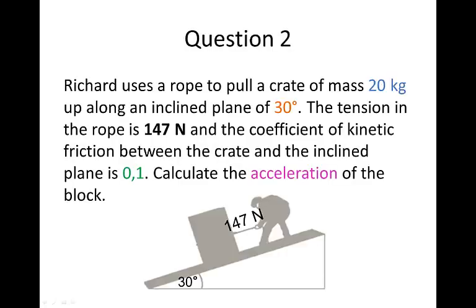In this lesson, we work through an example in which we apply Newton's second law to solve a problem involving an inclined plane with friction. Here is the question. Richard uses a rope to pull a crate of mass 20 kilograms up along an inclined plane of 30 degrees. The tension in the rope is 147 newtons, and the coefficient of kinetic friction between the crate and the inclined plane is 0,1. We have to calculate the acceleration of the block.